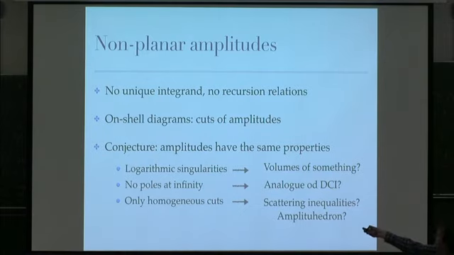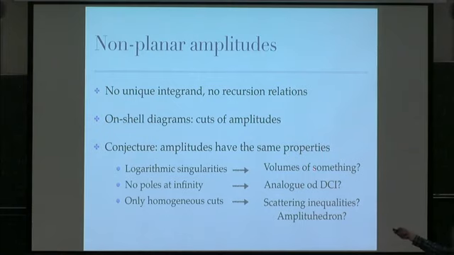Okay, so this is the full set of conjectures. In addition to the logarithmic singularities, we can also mimic the planar findings and ask if there are no poles at infinity in the cut structure, and also if the full amplitude, now in the context of the diagrams, since we don't have any other objects at the moment to expand it, is fixed by these homogeneous cuts. And this is what it corresponds to on the planar side.